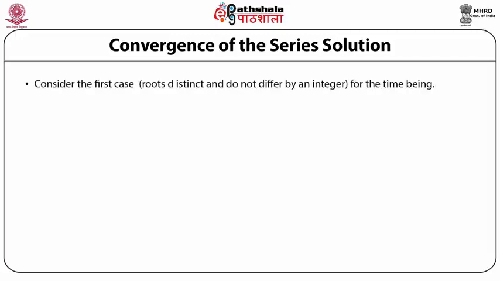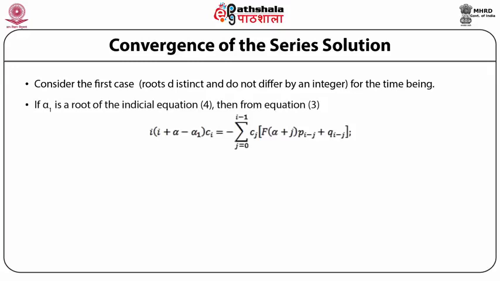Here, we consider the first case where the roots are distinct and do not differ by an integer. If α1 is the root of the indicial equation given by 4, then from equation 3 we have i(i + α − α1)Ci = −Σ_{j=0}^{i−1} Cj [(α + j) p_{i−j} + q_{i−j}].